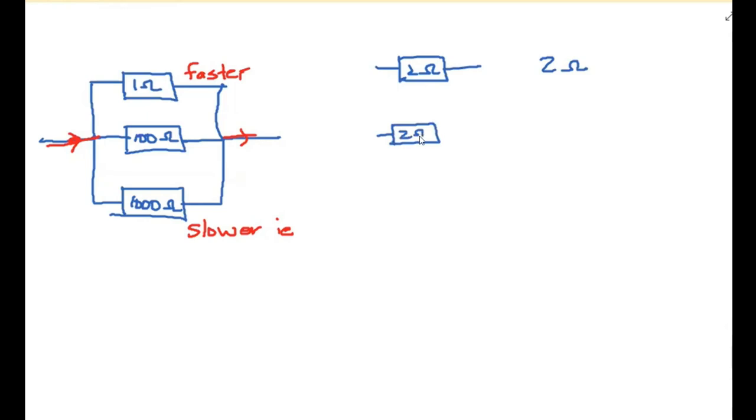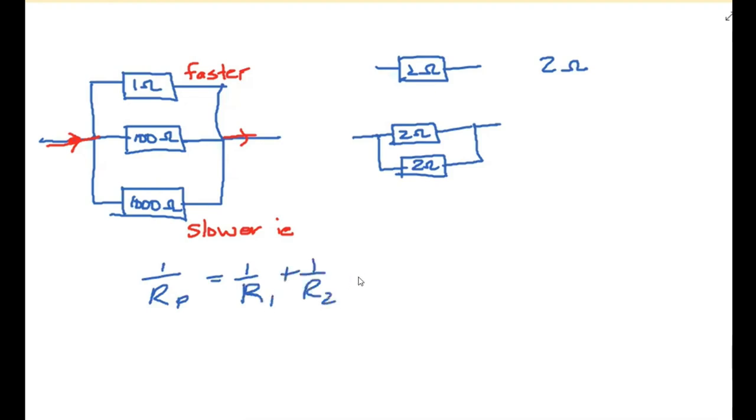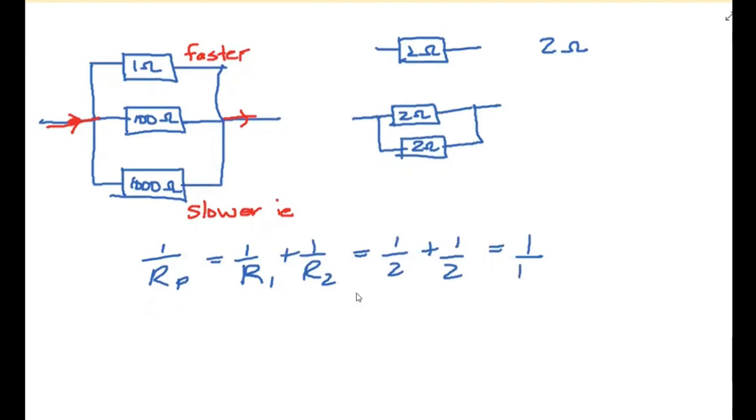So if I do this, just to show, then looking at our formula, which remember your 1 over RP is 1 over R1 plus 1 over R2. So in this example would be 1 over 2 plus 1 over 2, which would be 1 over 1. And therefore RP is 1. So here your total resistance is 1. So it means that, as James was saying, you've added more, your resistance is getting less.